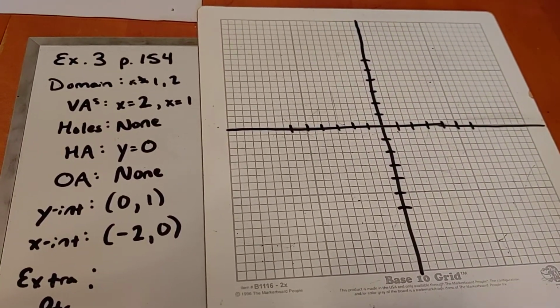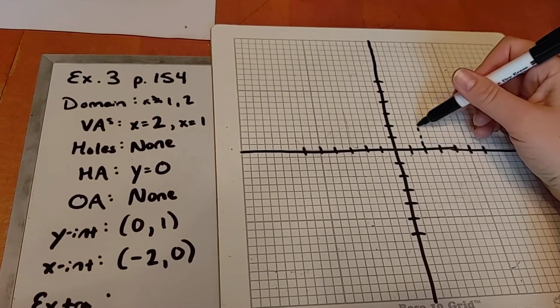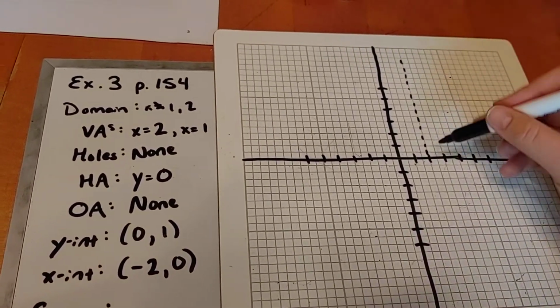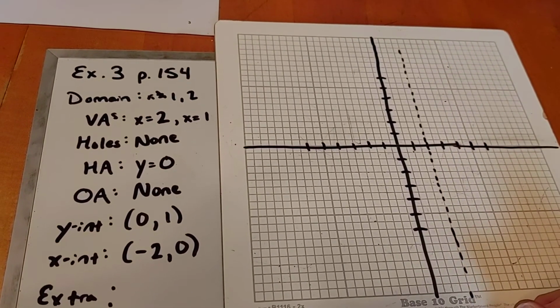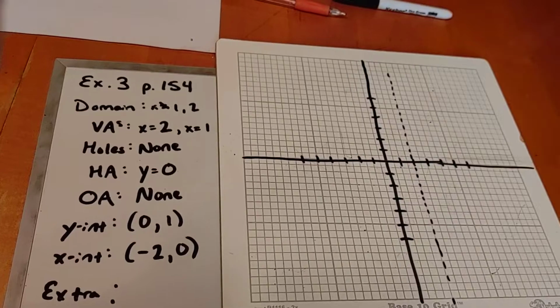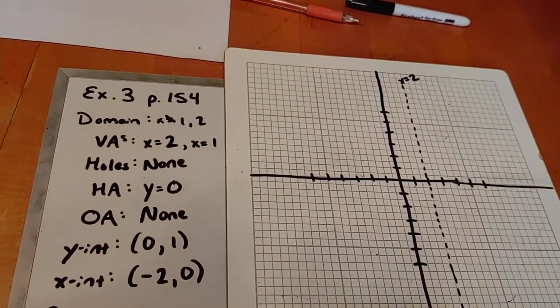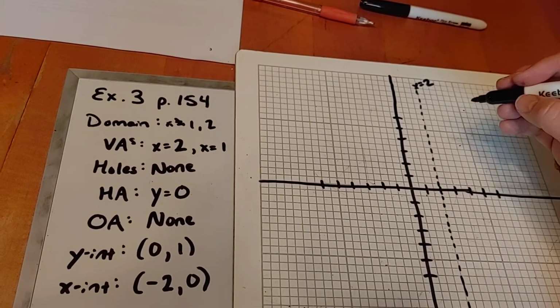Let's start with our vertical asymptotes at x equals 2. Went ahead and counted this graph off by 2 again because I thought it might be easier for you to see. So first vertical asymptote at x equals 2. All right, next vertical asymptote, at x equals 1.